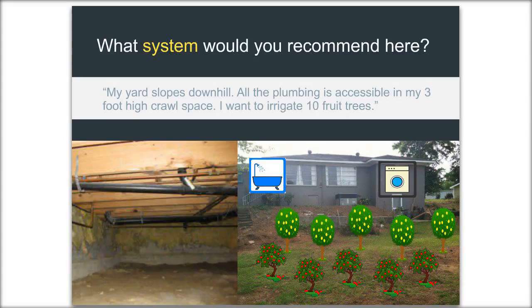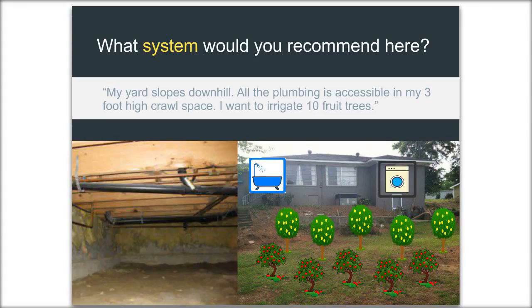And then this is just a little thinking exercise. What system would you recommend here? So this person, we all wish we had this house. They have a big crawl space. They have a downward sloping hill. All the plumbing is accessible, and they have 10 fruit trees. So what do you think should get watered? Or what kind of system would you recommend?